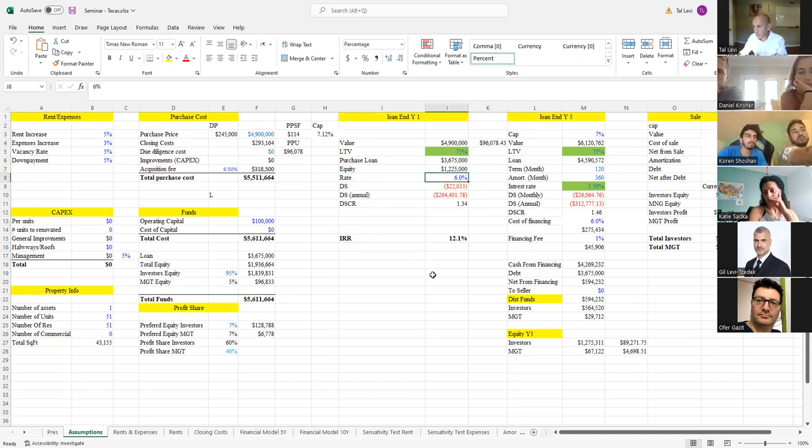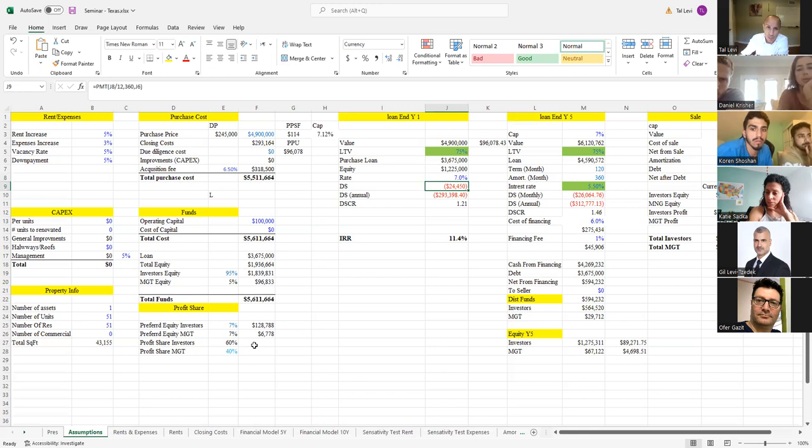The rate is 6%. This is a number that I put in. Originally, when I did this Excel, I put 7% because of the market right now and the increase in rates. So of course my debt service went up. Debt service is the loan payment. So this is the loan payment on a monthly basis, and this is the loan payment on a yearly basis. Originally I put 7%, and I said, let's see if the deal works at 7%, and we can see that the IRR is still 11.4, which is pretty good.